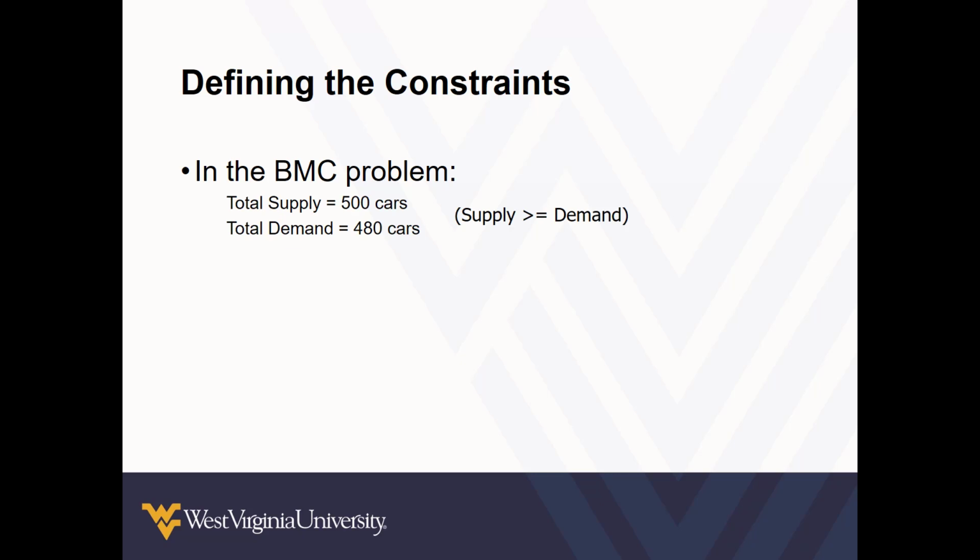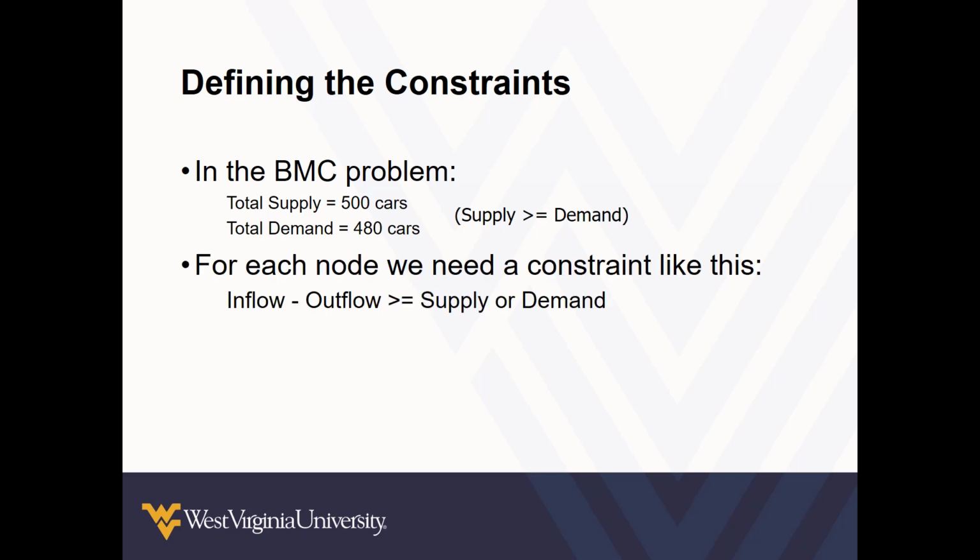Like I said, our total supply is 500 cars, but our demand is only 480 cars. So this means that our supply is just a little bit greater than our demand. So that means that in each node we need a constraint like this, where the inflow minus the outflow should be greater than or equal to the supply or demand at each node.